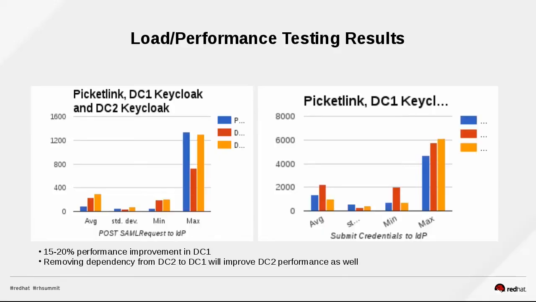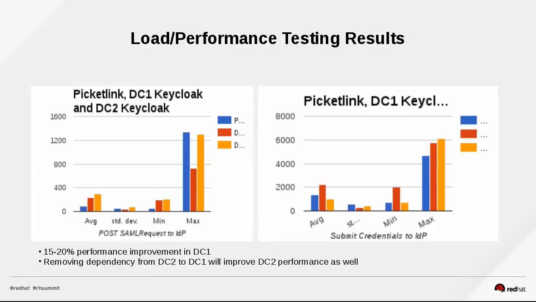Given that we are supporting 25 to 30 applications, I mean there is a vast user base, it's only fair to evaluate the load and performance of our Keycloak. When we did this in the lower environment, the parameters were Picketlink, Keycloak in DC1, and Keycloak in DC2. Doing the average analysis, we have seen an improvement of 15 to 20% in DC1 compared to the Picketlink implementation.